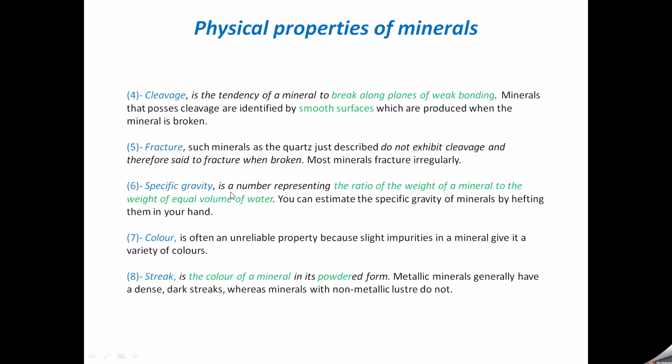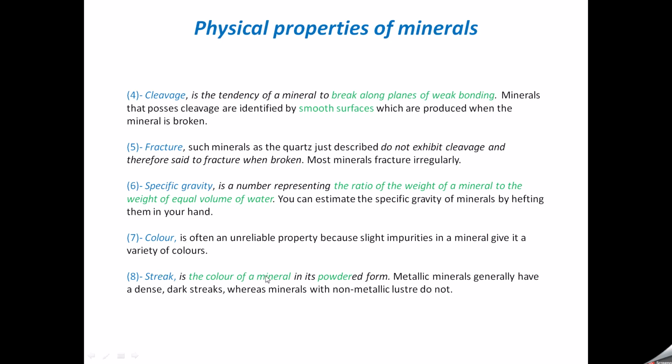Specific gravity is a number representing the ratio of the weight of a mineral to the weight of an equal volume of water. So it's basically weight. You can estimate the specific gravity of minerals by hefting them, lifting them in your hand, so you can tell if it's heavy or light. Color is a very unreliable feature because any impurities can change the color of your mineral.